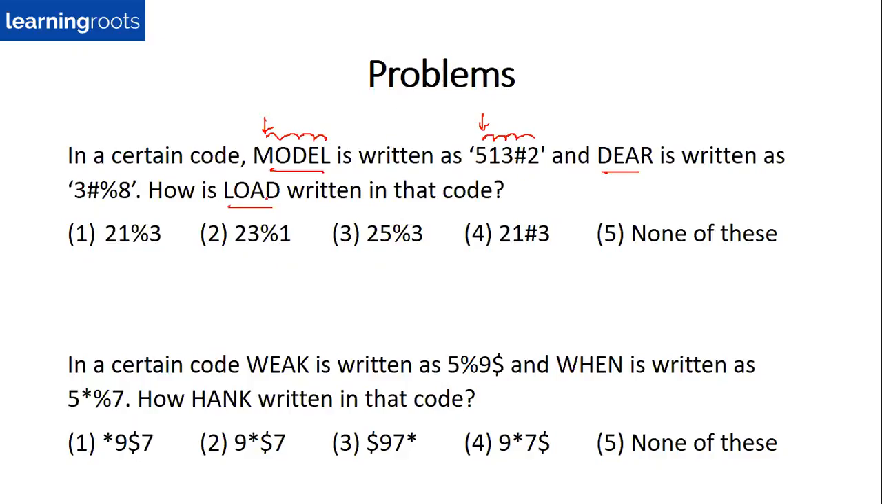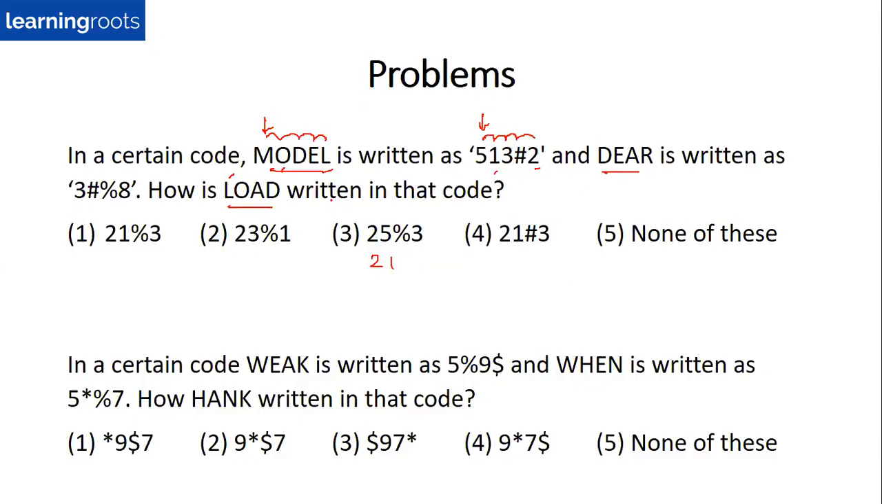So in this case, you have, of course, M is equal to 5, O is equal to 1, and so on. The moment you establish that this is how it's going to be, then you don't have to do anything. So instead of writing down what each letter means, you just start with L. So L is here, which is 2. So that is going to be your code, followed by O, which is the second place.